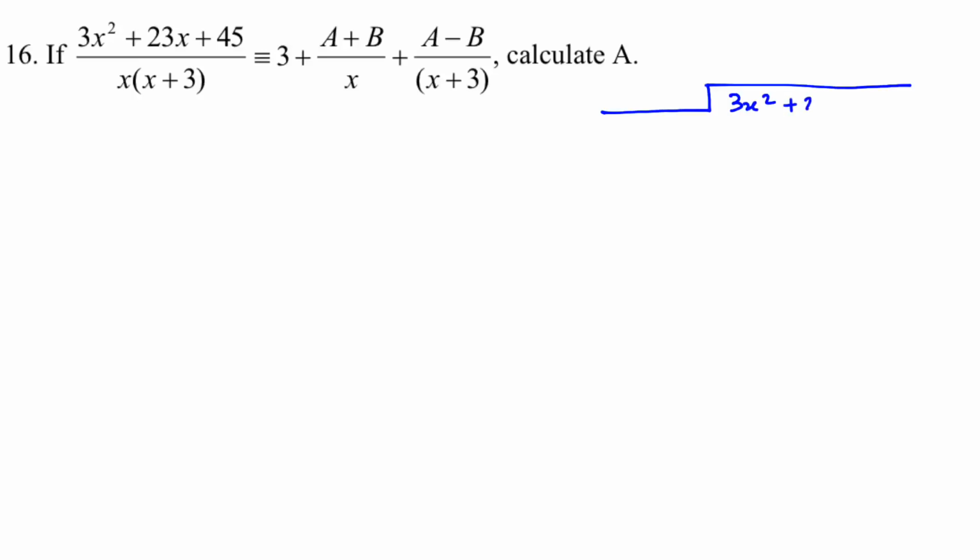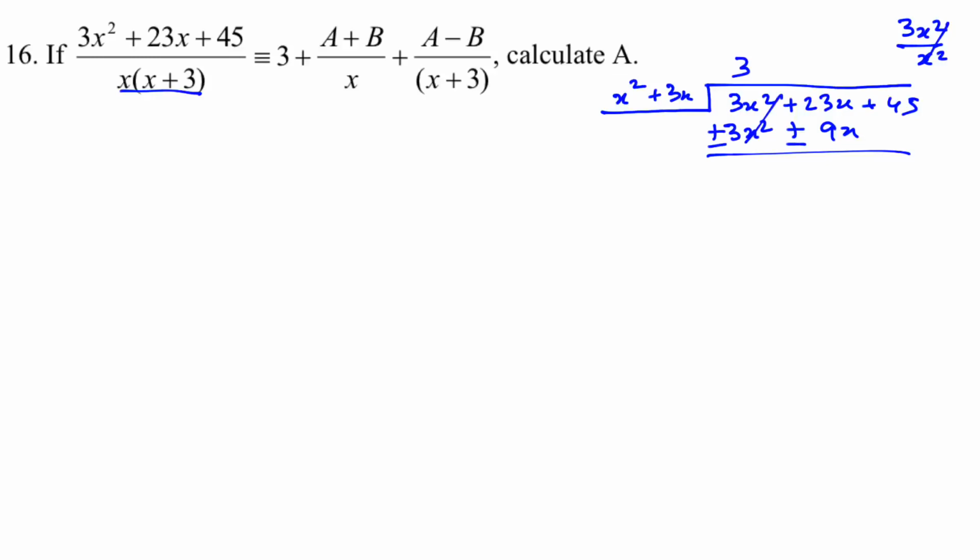3x squared plus 23x plus 45, and expand this, you will get x squared plus 3x. The first term, 3x squared, write it here on the side, and then the first term here, write it down underneath. So 3x squared divided by x squared, the x squared will get cancelled, and you have 3. Now multiply x squared plus 3x by 3. X squared multiplied by 3 will give you 3x squared, and 3x multiplied by 3 is 9x. Change your signs, cancel it. 23 minus 9x is 14x, plus the 45 we bring down.